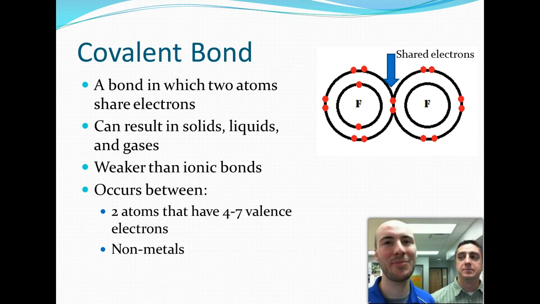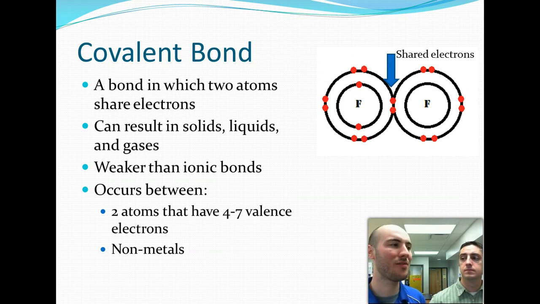Anyway, a covalent bond is where 2 atoms actually share electrons. So this takes place with atoms that have almost a full valence shell. Think of 2 atoms getting together and saying, hey, I almost have a full shell and you almost have a full shell. Why don't we share a few? And then we could both have a full shell. And that's what a covalent bond is. Sharing is caring. Now this can result in solids, liquids, or gases.